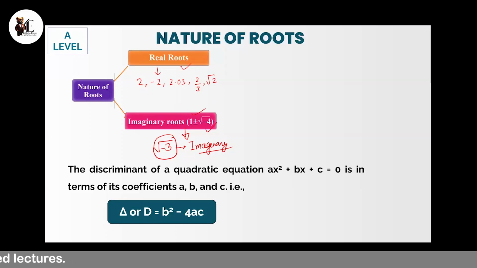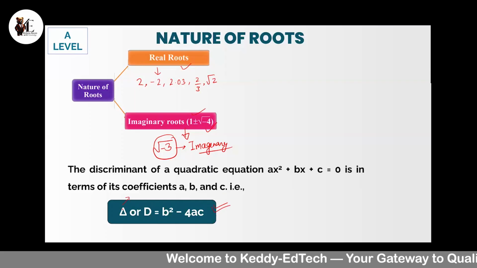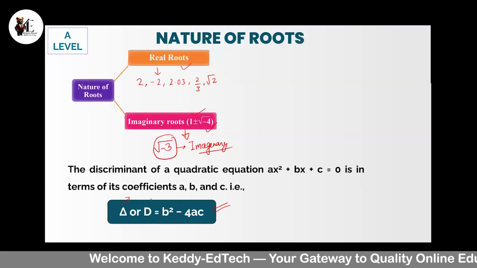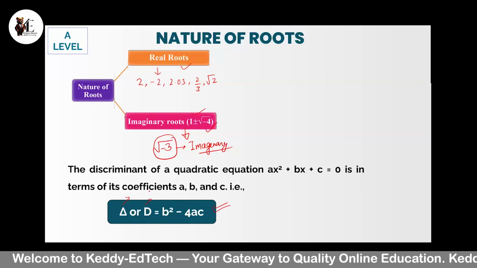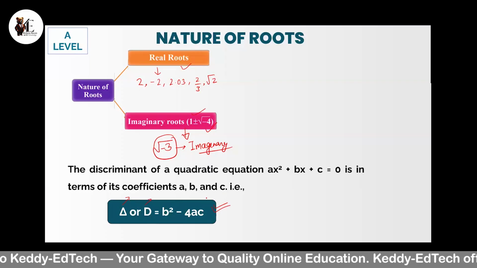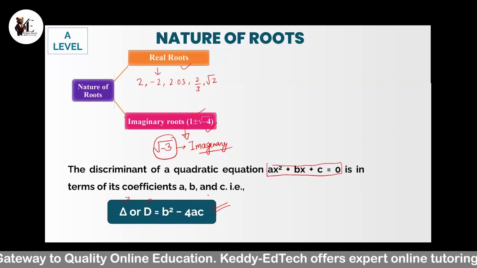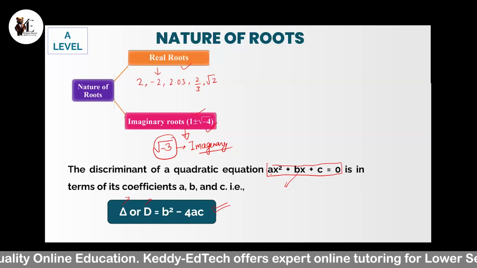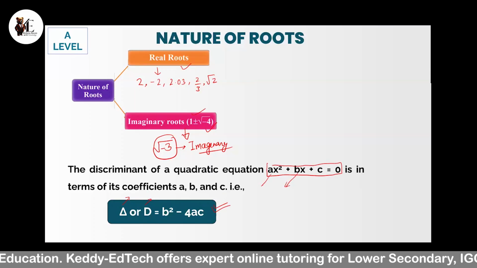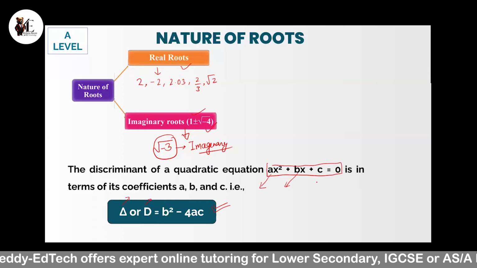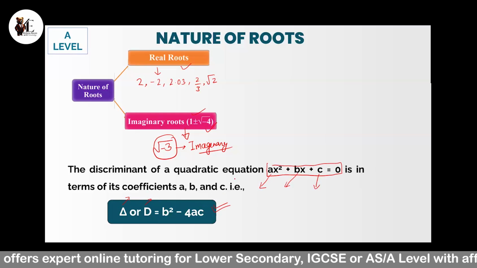So the discriminant is used to find out the nature of the roots, and the formula for the discriminant is b square minus 4ac. In some books it is denoted by this triangle, and in some books by the capital D. A, b, c are taken from the standard form. A is the coefficient of x square, b is the coefficient of x, and c is the constant term.